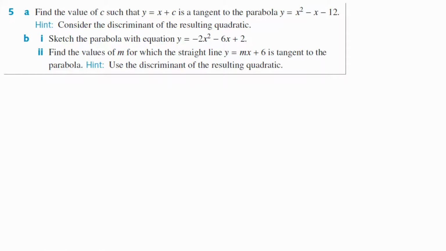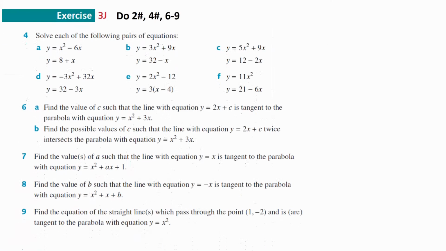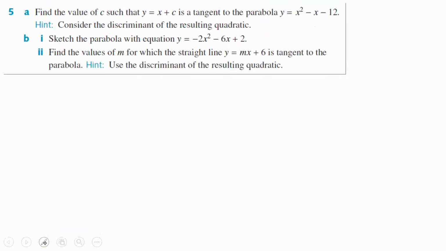I want to first solve it. In order for you to have one solution or one point of intersection, you've got to find the equation for the intersection first. So the intersection will occur where y equals x plus c and y equals x squared minus x minus 12. At the point of intersection, these two values are the same. By that logic, I can say x plus c will have to equal x squared minus x minus 12.